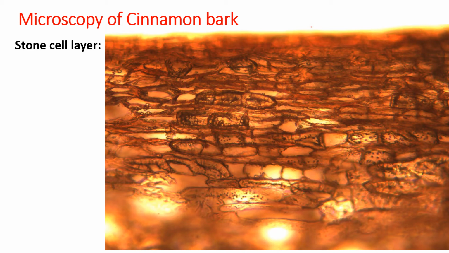Now here the stone cells do not have cytoplasm. You can see here it is dried off, or there is absence of cytoplasm. The entire cell is made up of a thick layer of cell wall. Cell wall is predominant here. This is a non-stained, unstained section of cinnamon bark.